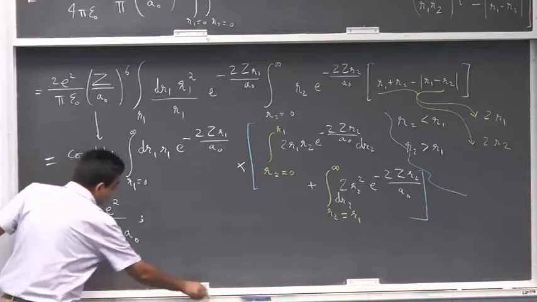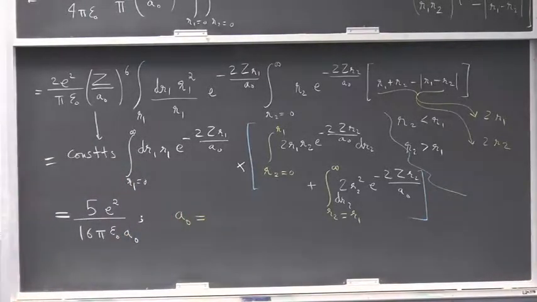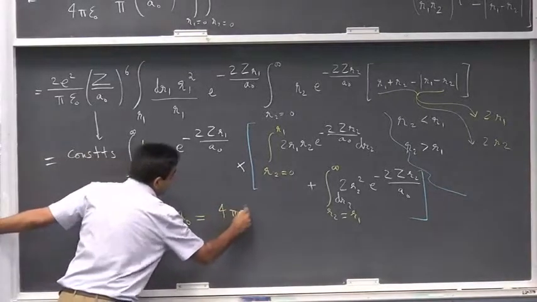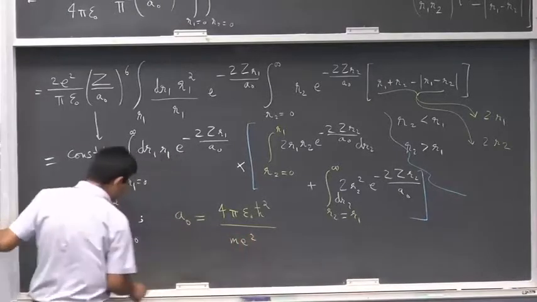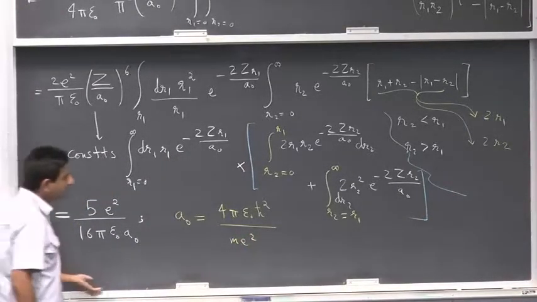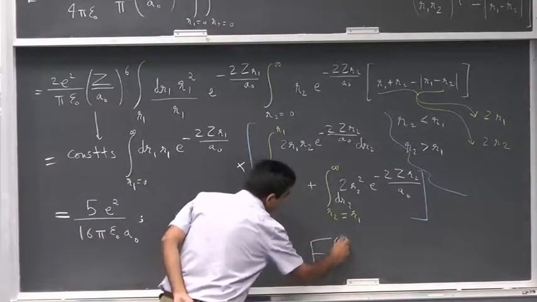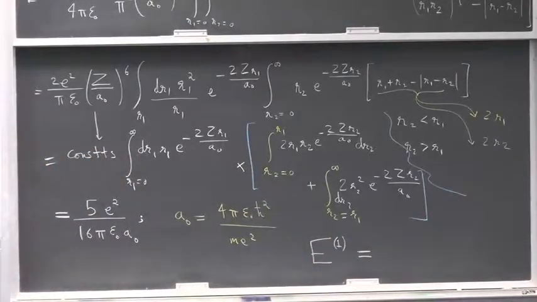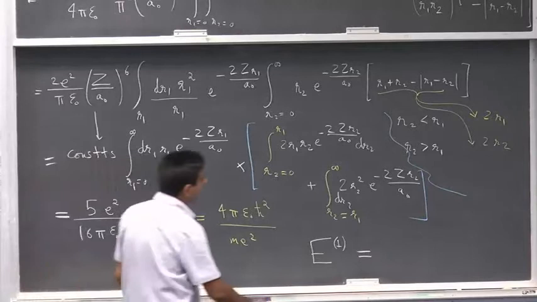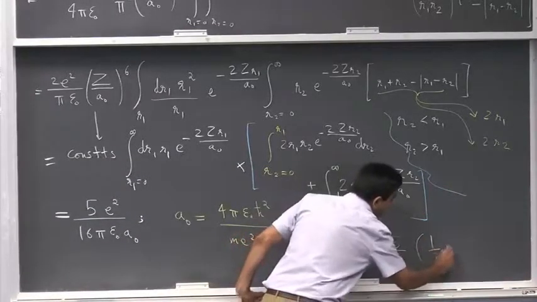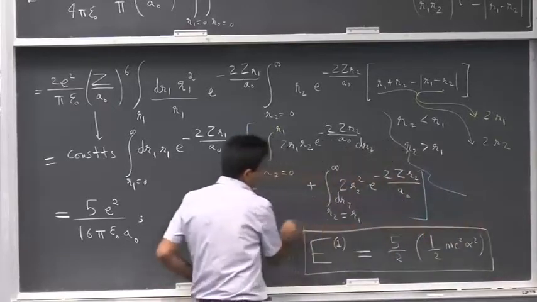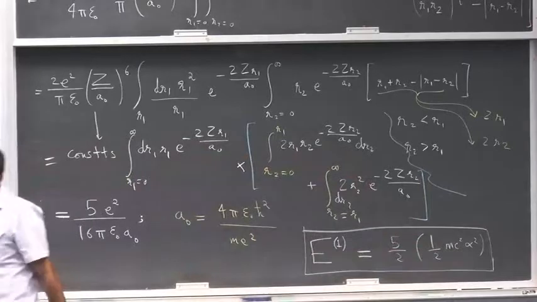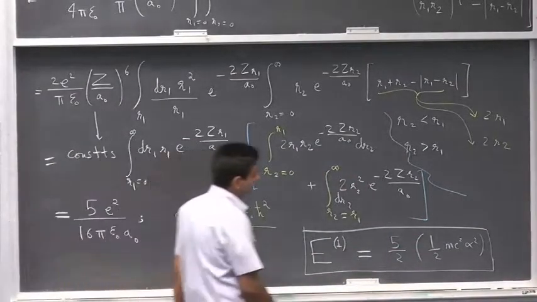This a naught, the Bohr radius, can also be expressed in terms of the fine structure constant. The expression is 4 pi epsilon naught h bar squared over m e squared. So when you insert all of these values into the final result, your correction to the energy for the ground state turns out to be positive and is given by 5/2 times half mc squared alpha squared. Now this is 13.6 electron volts. 2.5 times this is 34 electron volts. And it's positive.